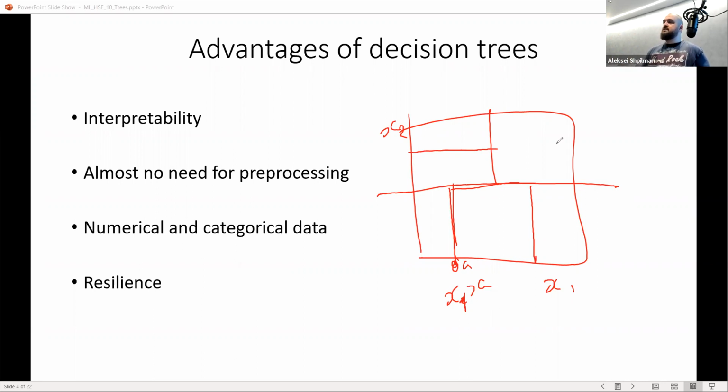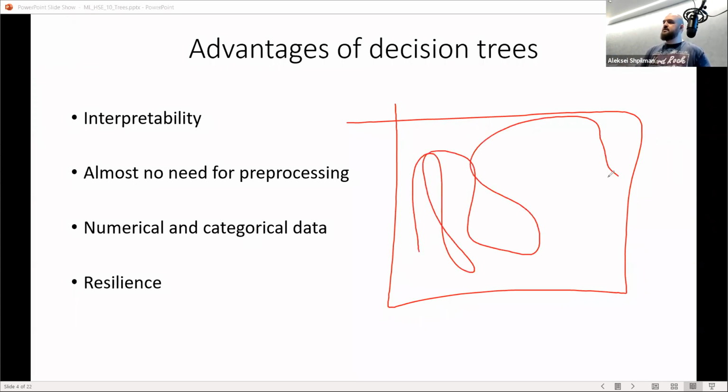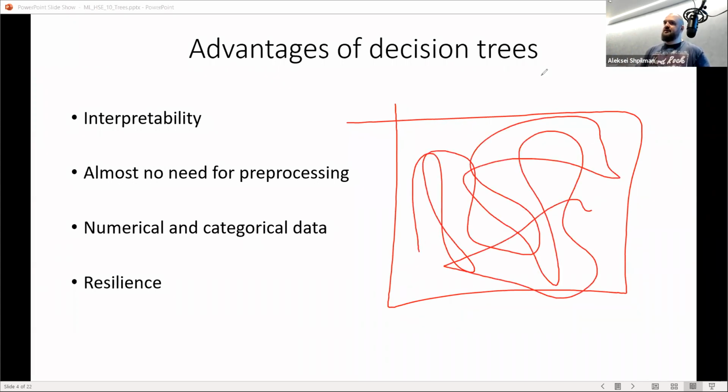So, for example, in a neural network, when you talk about space, it sort of looks like this, right? If I have, let's say, 2 features, then the space of a neural network is something like this. And when you go a little bit here, you can go from one decision to another decision to one decision to another decision. So this is not a resilient method.